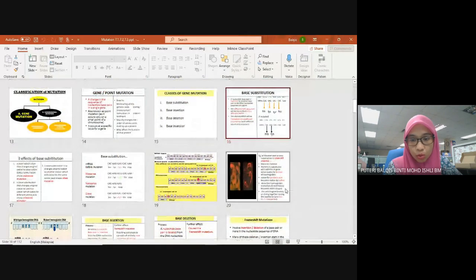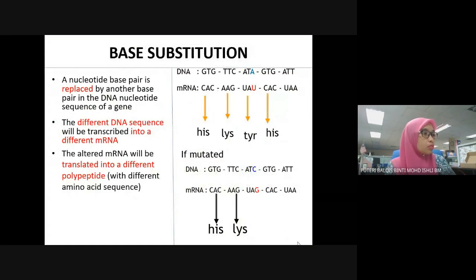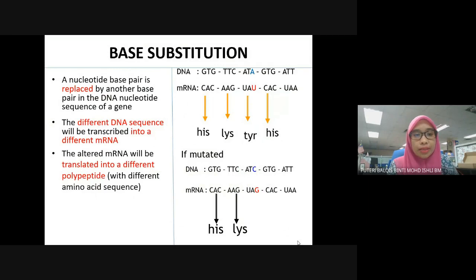Okay, contoh. Alright, so base substitution, nucleotide base pair is replaced. Okay, perkataan dia adalah replace, replaced by another base pair. So what happen is kat sini kita tukar. So DNA tu kita dah tukar dekat situ. Dia adalah GTG, TTC, ATA.